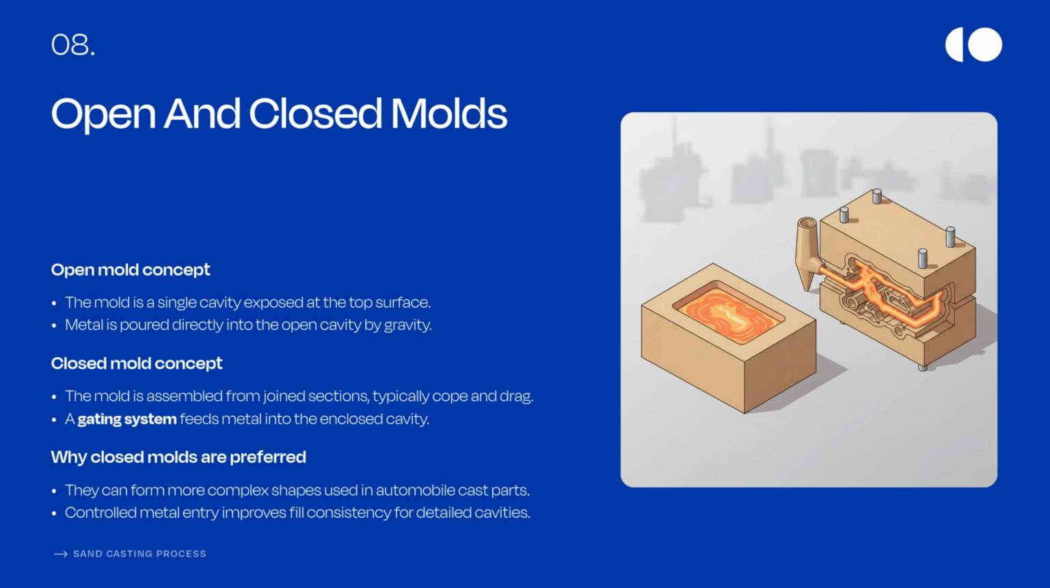The mold is assembled from joined sections, typically cope and drag. A gating system feeds metal into the enclosed cavity. Why are closed molds preferred? They can form more complex shapes used in automobile cast parts. Controlled metal entry improves fill consistency for detailed cavities.